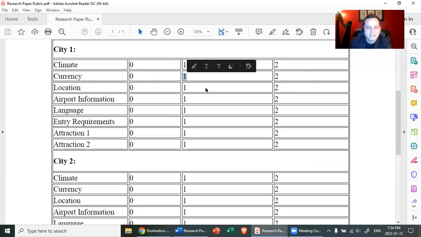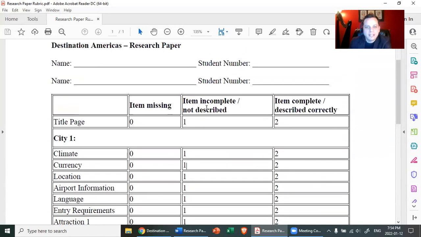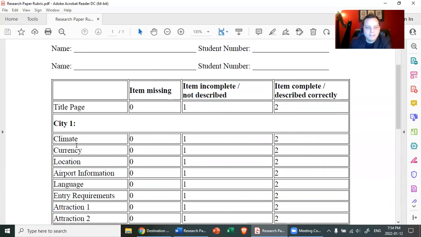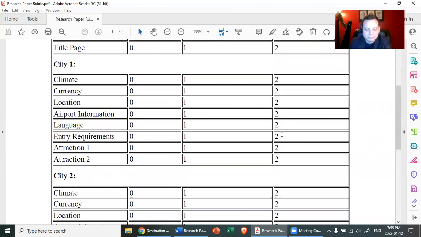Like in the US, maybe you say the US uses dollars. That's going to give you a 1. If you say the US uses dollars, if I take $100 Canadian, I'll get $78 US. It's easy to use bank machines there. You can use your credit card, et cetera, then you get the 2 marks. So make sure you go into detail with everything.